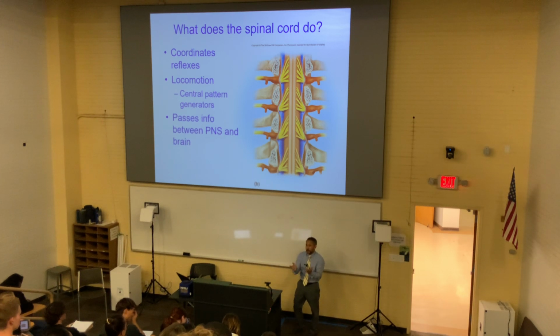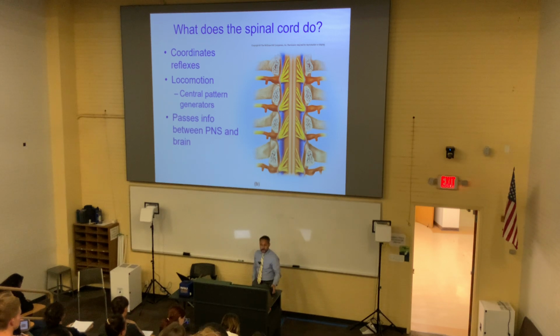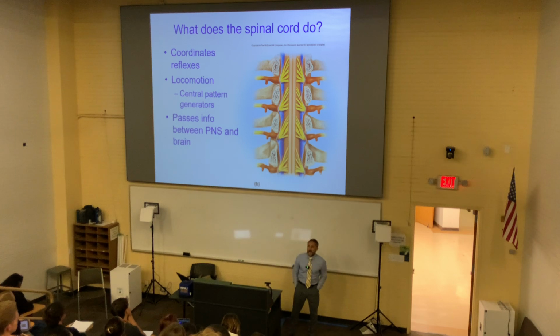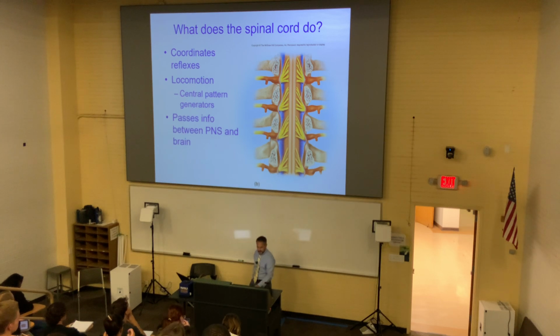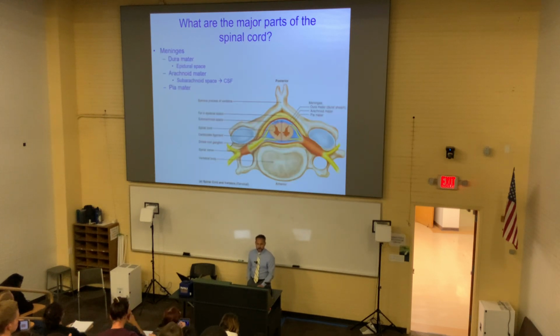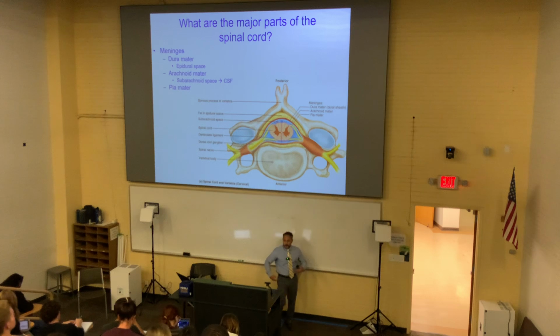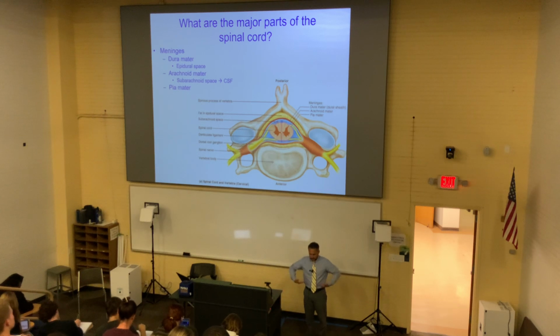Okay, so that's kind of the purpose. So we've got local, what we call central pattern generators, that are made up of reflexes that happen at the local level. And we're going to talk about a few of these as we talk through the spinal cord. So in a prep, we're taking a slice transverse this way.